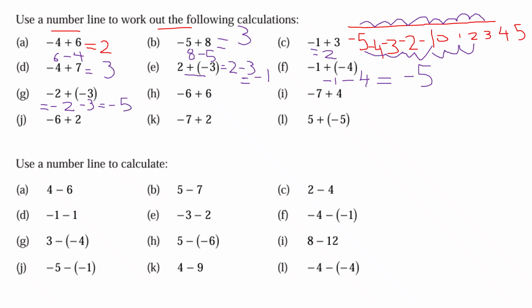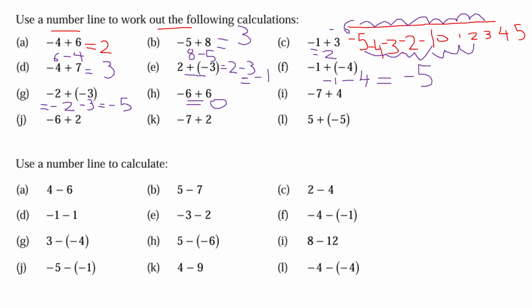H, minus 6 plus 6, that just takes us to 0. Think of it as, I've got minus £6 in my account and I deposit £6, or €6 or $6, whatever currency you work with in the world. You get to 0. Or it's minus 6 degrees and it gets 6 degrees warmer. It goes to 0, or naught.